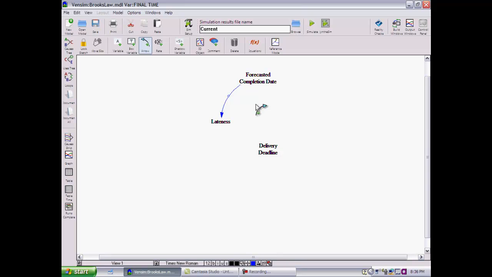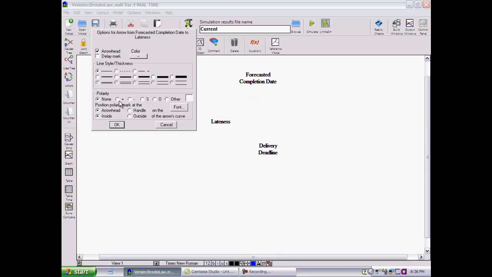So I think you will agree that everything else remaining fixed, if the forecasted completion date increases, in other words, the date increases, then lateness increases. Brooks' law said that adding manpower to a late software project makes it later. The project is already late and we are trying to add more people. So if the forecasted completion date were to increase, then lateness would increase. Cause and effect move in the same direction. So this link would have a positive polarity.